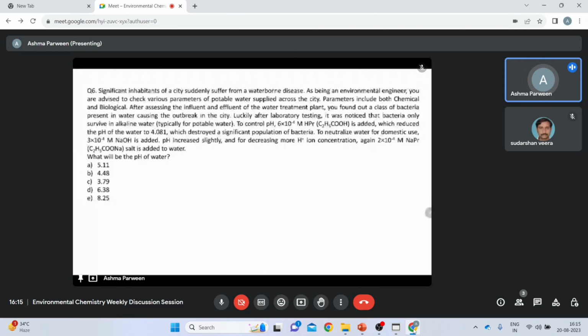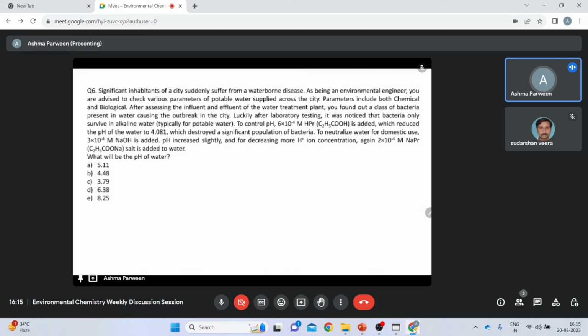So in this question, we can see that we are adding a number of compounds in a series. First we are adding the HPr, then its pH has reduced to 4.08, which destroyed the pathogens, that is the bacteria. And then to neutralize the pH, again NaOH is added, and since NaOH resulted in very high increase in pH, so again to reduce the pH, NaPr is added. So we have to find out what will be the final pH of water. So we can see that this question is very complex to solve manually. So we can solve this question very easily by using Visual Mintek.